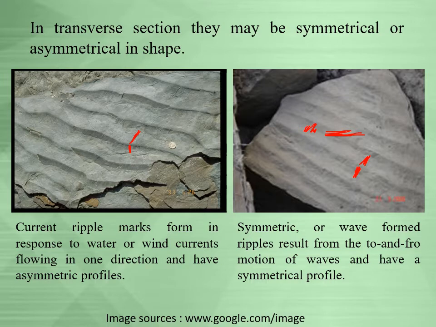So the two types of ripple marks, asymmetrical and symmetrical, are used for two different purposes. Asymmetrical ripple marks are used for indicating flow direction, and symmetrical ripple marks are used for indicating stratigraphic top bottom direction.